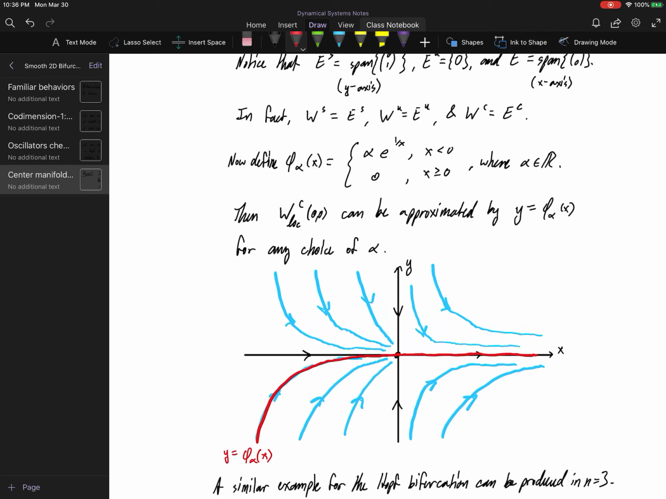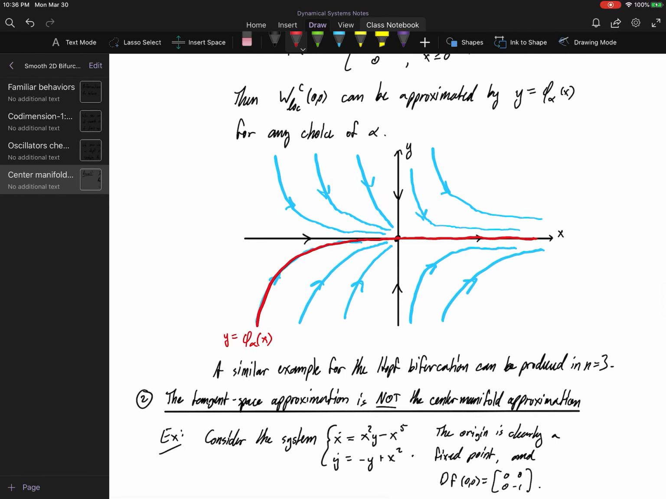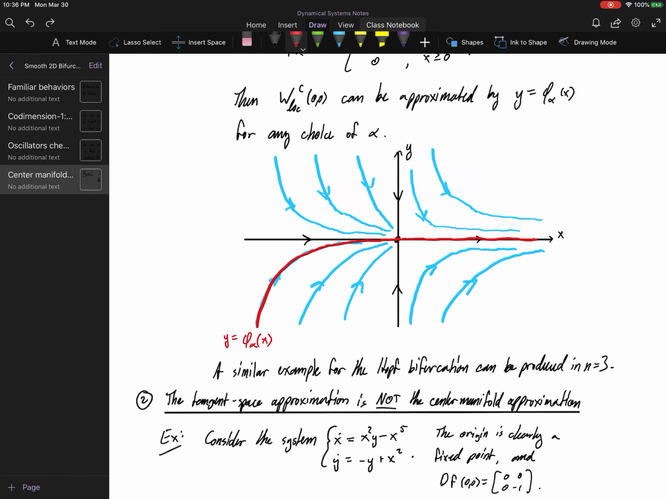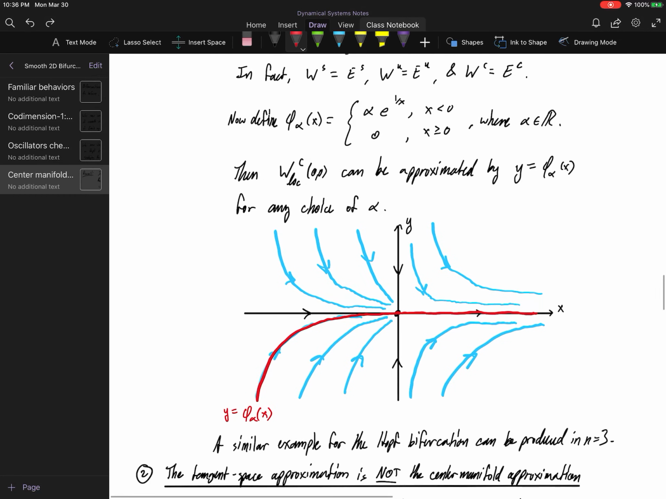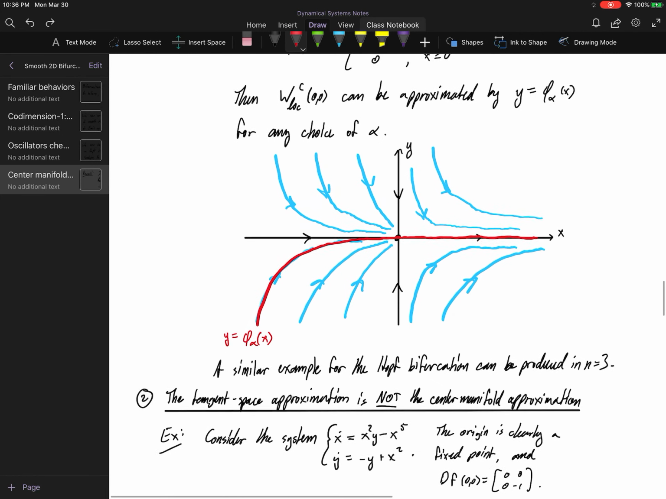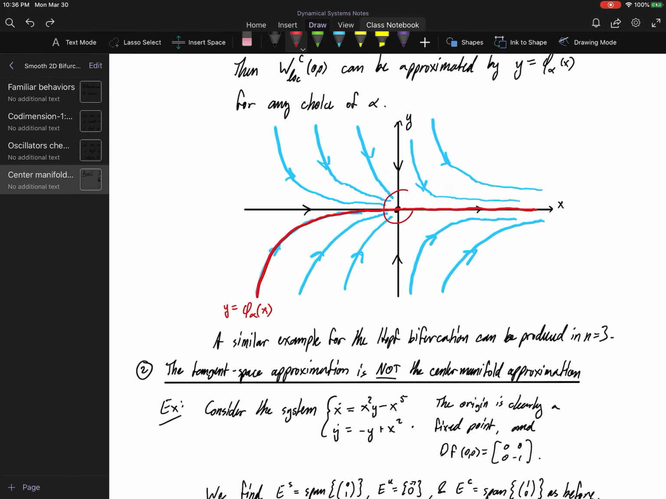But anyway, the local center manifold can then be approximated by any one of these phi sub alpha graphs. And I've just plotted down here one example in red. Any other choice would work as well. I could come at it from above here. I could come at it from below. I can come at it from way back here. All of these have the same approximation of the center manifold, or E^C still approximates every one of these graphs. So, in other words, there is no one way to define W^C loc.